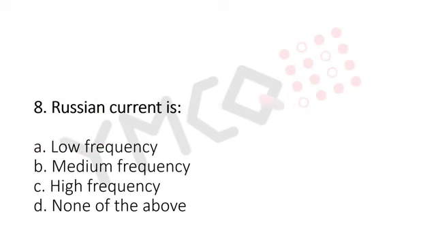Russian current is option A, low frequency, option B, medium frequency, option C, high frequency, option D, none of the above. And the answer is option B, medium frequency. Now let's move to question number 9.